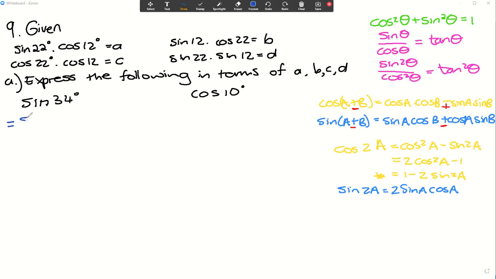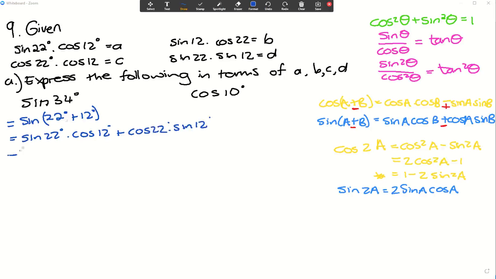So I can rewrite this as sine 22 plus 12, and that will give me my 34, right? And there I've now created a compound angle. So remember, my cos is snug in between my sines in this one, so we're going to have sine 22 times cos 12 plus cos 22 times sine 12.